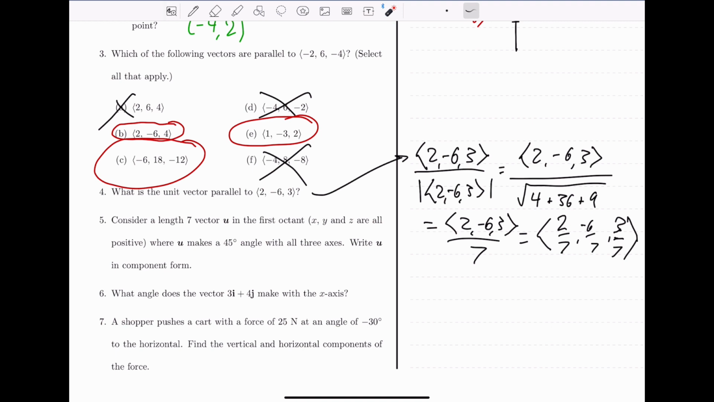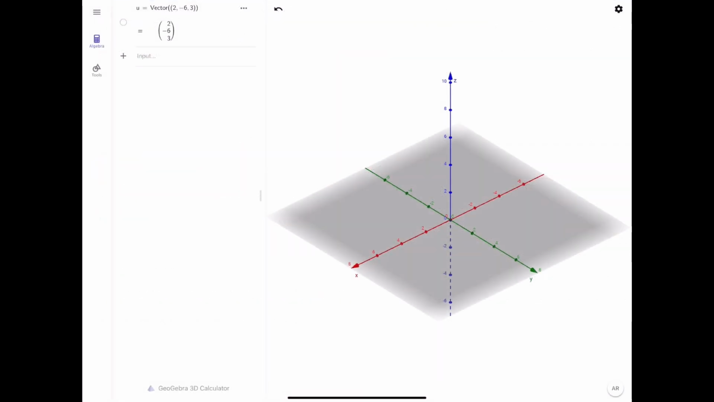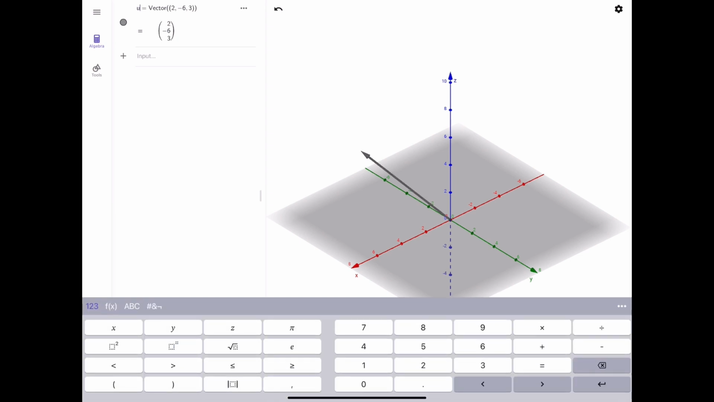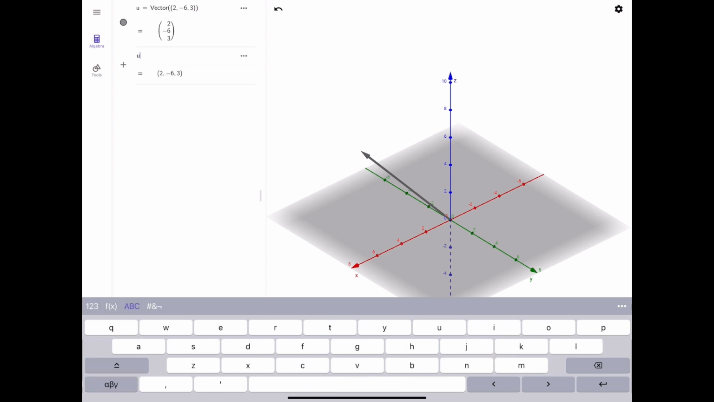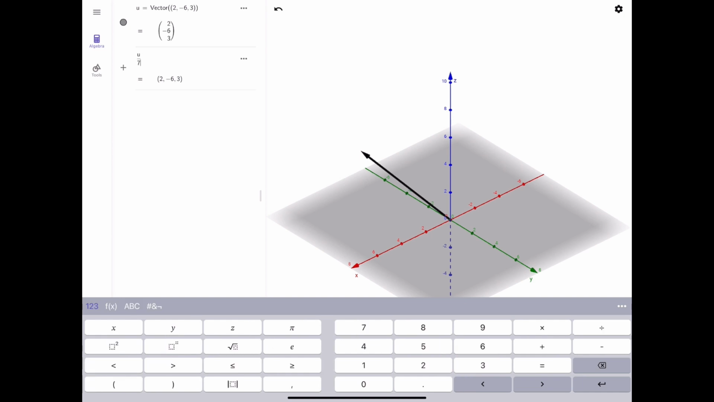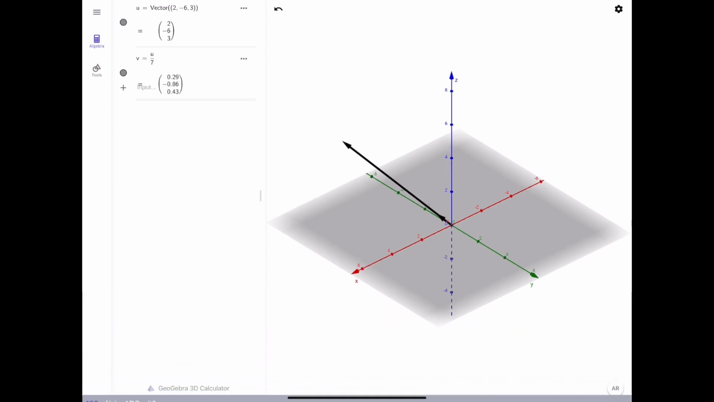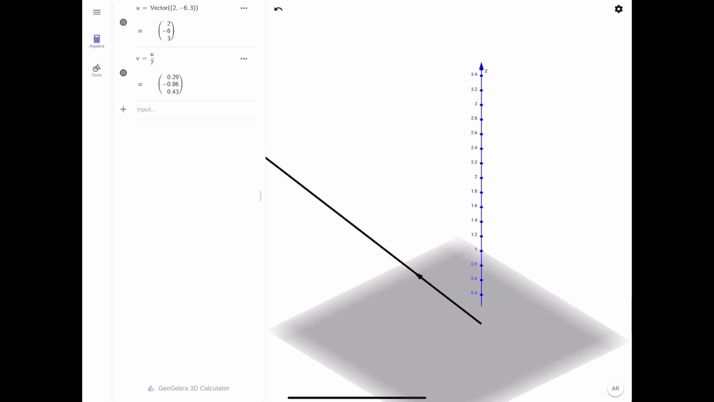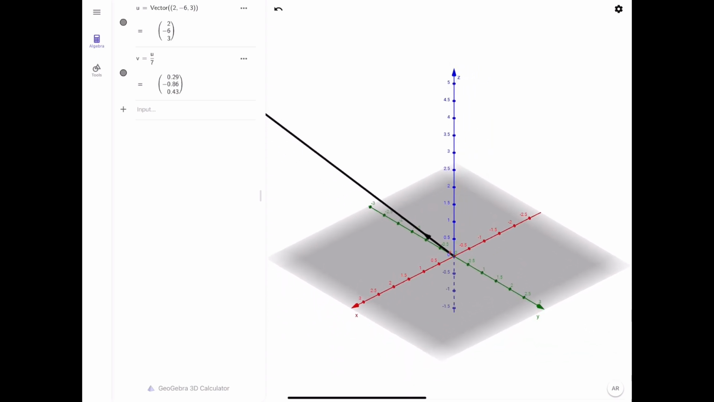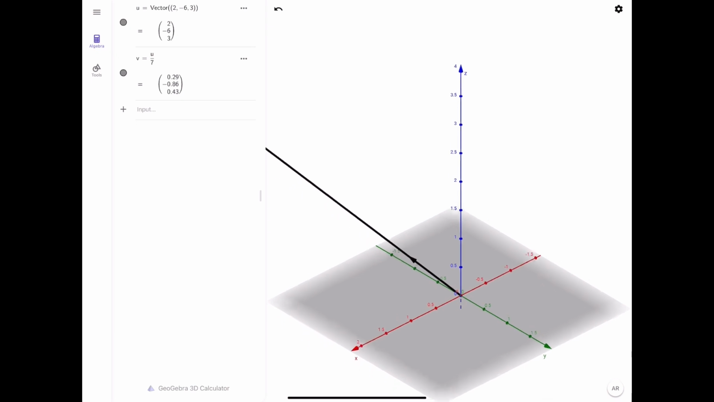Let's check this out in GeoGebra. So here in GeoGebra is our original vector 2, negative 6, 3. Notice that GeoGebra gives us a name. It calls this the vector u. We can actually use that to graph the unit vector. The unit vector is 1/7 times this original vector because this vector has a magnitude of 7. So we could simply type in 1/7 times u, or even just u divided by 7, and GeoGebra will graph in the unit vector for us. So there's the vector of length 1 that's parallel to the original given vector.